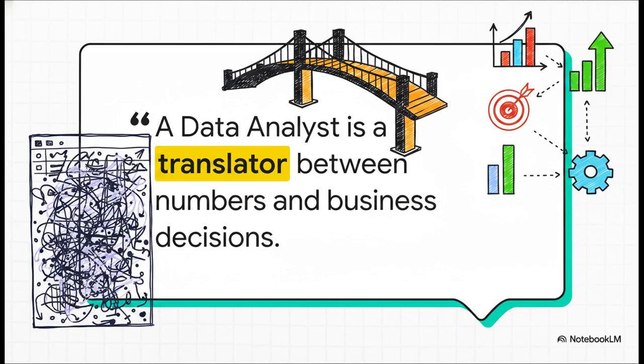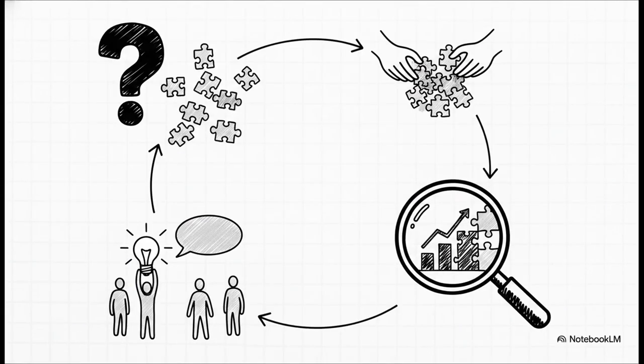Because let's be real, raw data by itself is basically useless. Dropping 10,000 rows in a spreadsheet on a CEO's desk doesn't tell them what to do. It literally just gives them a headache. You are the bridge. You understand that confusing data and you translate it into clear, actionable advice. So what does that translation look like on a day-to-day basis?